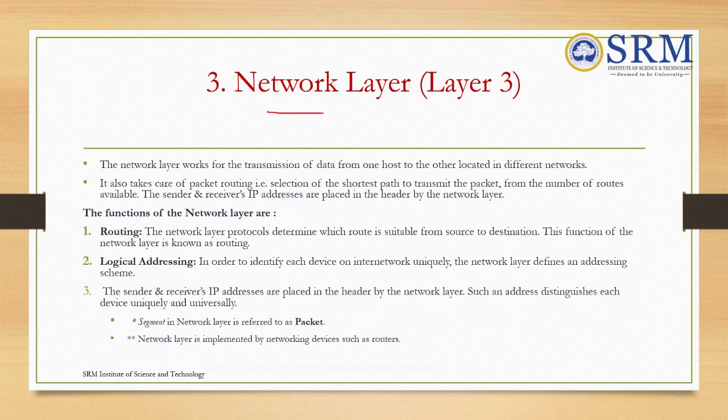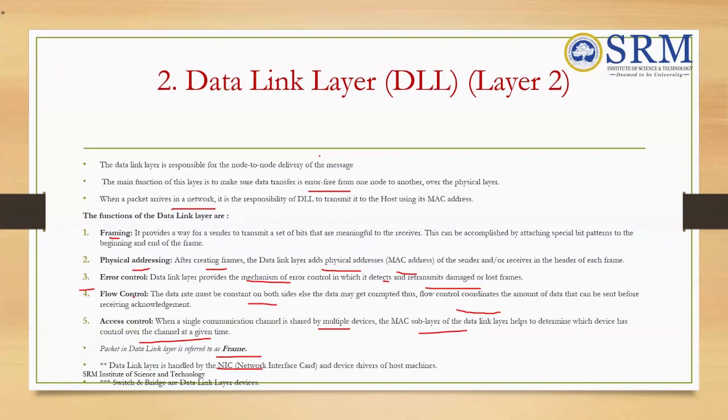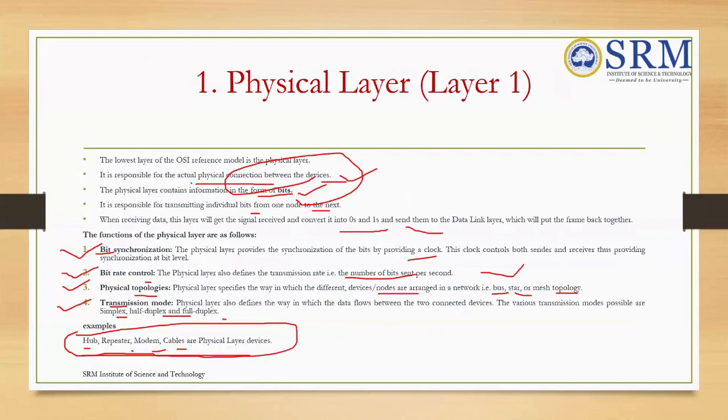Next layer is network layer. So now you have two physical devices. You just imagine that you have two physical devices, two computers. Based on the physical layer, you can take two devices and you are going to send the bits from one PC to another PC.